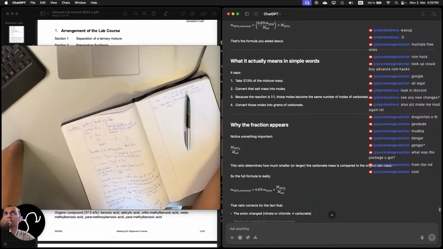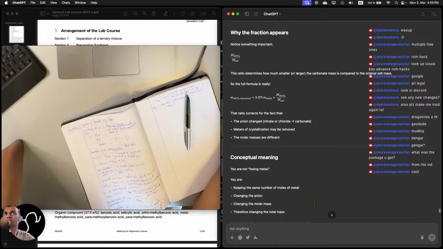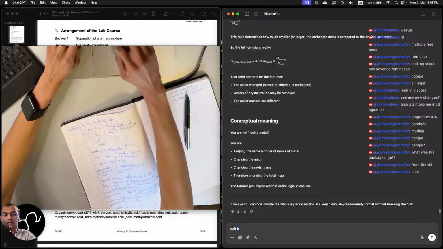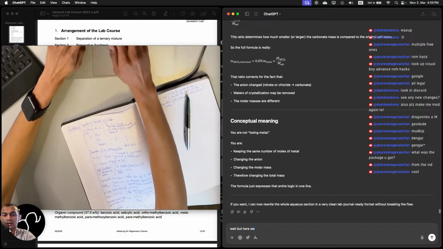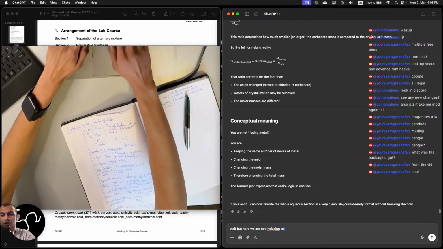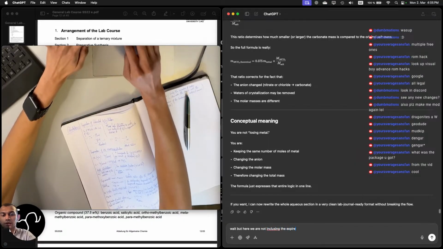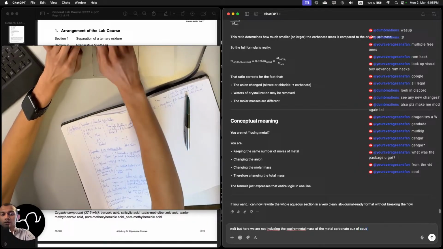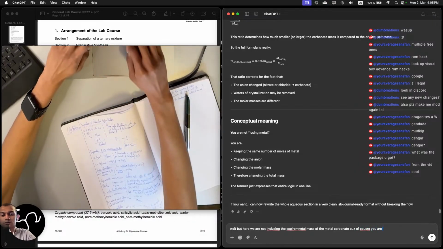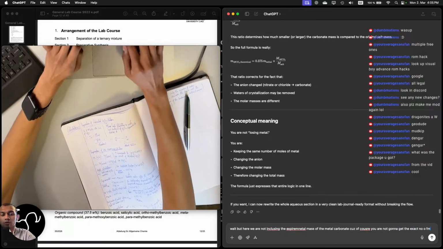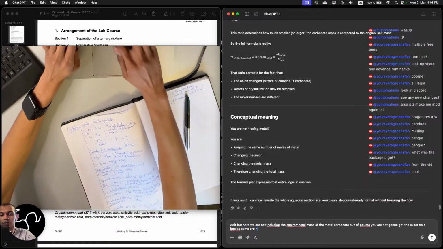Wait, why is the... Wait. But here we are not including the experimental mass of the metal carbonate, because of course, you are not gonna get the exact number of moles. Some are gonna be lost.